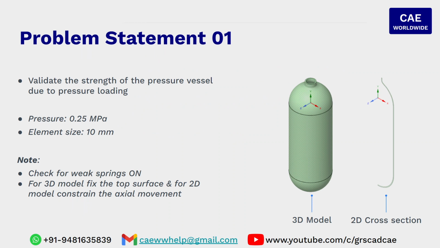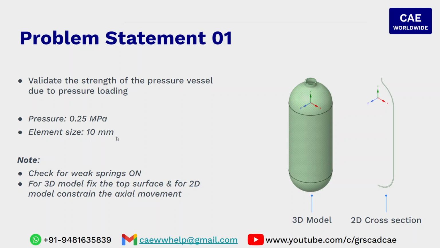On the right hand side, we can see a pressure vessel, which is the 3D model, and the cross section of that 3D model is going to look like a 2D cross section, which is shown on the extreme right. Validate strength of the pressure vessel due to loading. The magnitude of the pressure is 0.25 MPa. The element size to build the mathematical model or the finite element model is 10 millimeter.